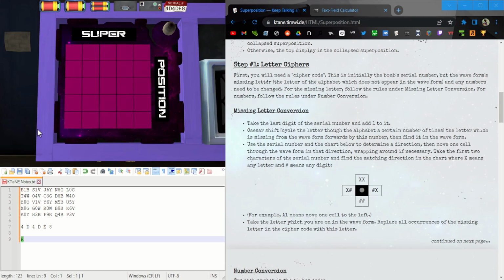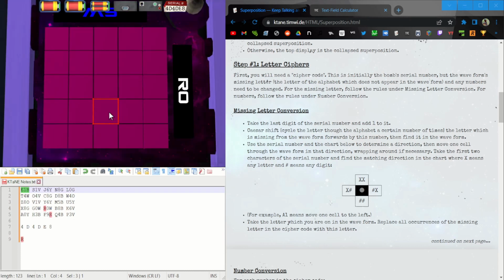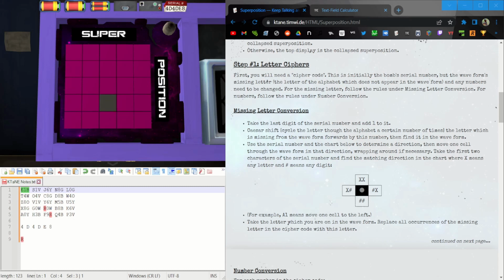Do I see it? I'm not seeing it. It's here. Okay. So this cell right here, I'm going to just press it to make it easier for you to see, is the cell that we've got from this.